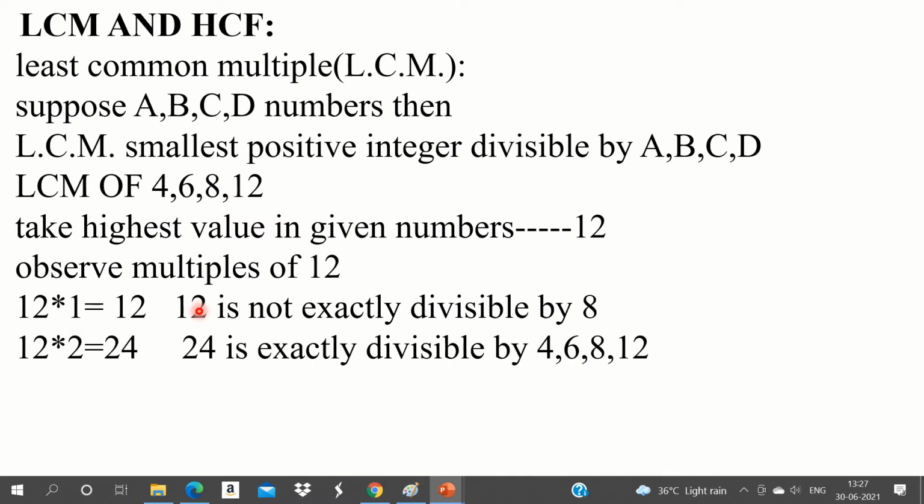So 12 twos are how much? 24. 24 is exactly divisible by all the four numbers. So 24 is the LCM. 24 is the least common multiple of 4, 6, 8, 12. It means 24 is exactly divisible by 4, 6, 8, 12, and that too it is the smallest number that is exactly divisible by 4, 6, 8, 12. So 24 is the LCM of 4, 6, 8, 12.